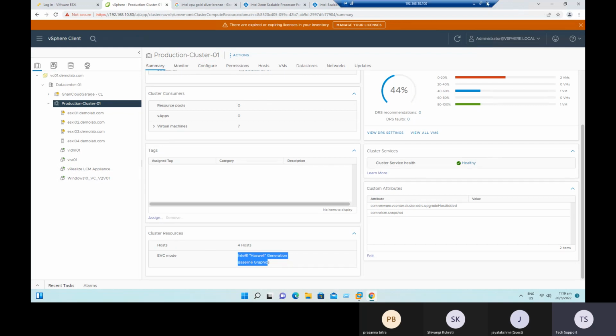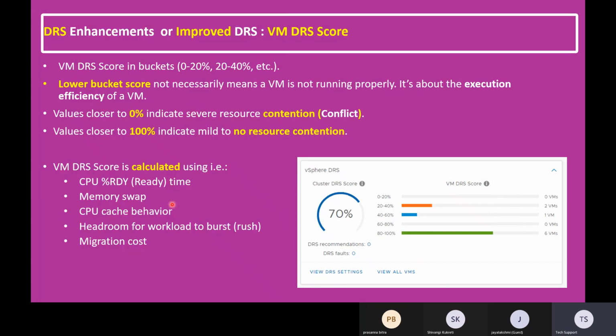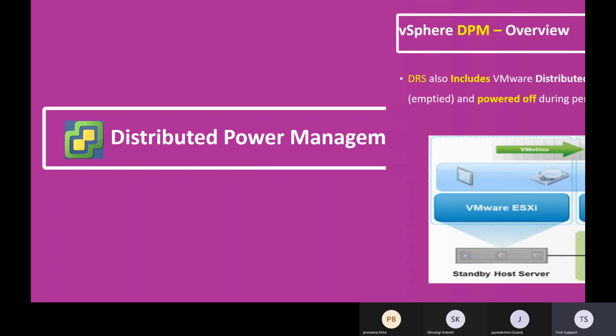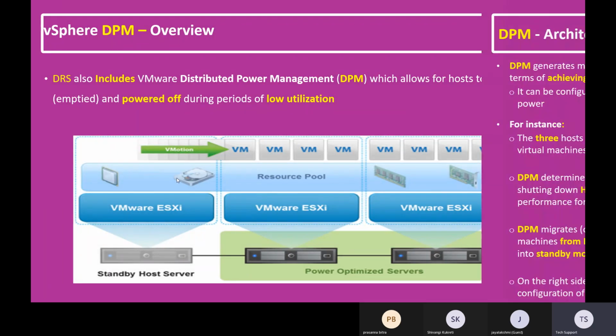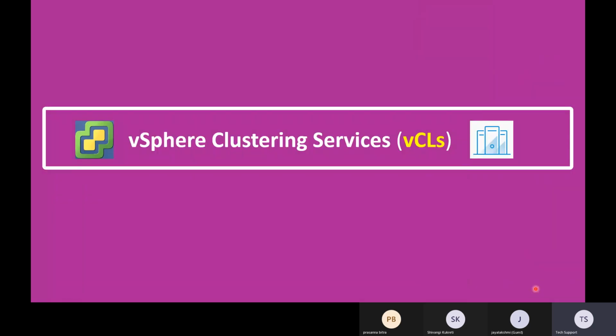Now let's go back to the slide. So we discussed DRS improvements. We discussed DRS core and power management, where we can enable the power management feature, and the importance of the power management feature. Now we'll talk about the last topic, which is vSphere Clustering Services. vSphere Clustering Services, in short form, we call it vCLS.